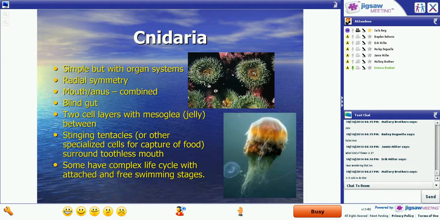It's simple but with organ systems. It is radial symmetry. Mouth and anus combined, a blind gut. Two cell layers with mesoglea, which is jelly, between. Stinging tentacles or other specialized cells for capture of food surround a toothless mouth. Some have complex life cycles with attached and free swimming stages.